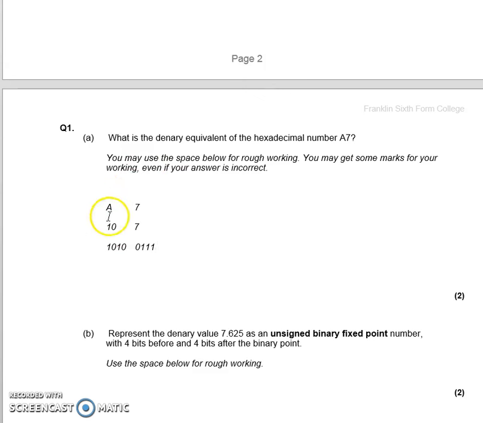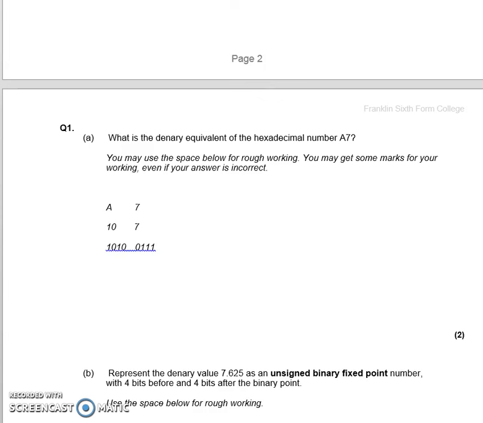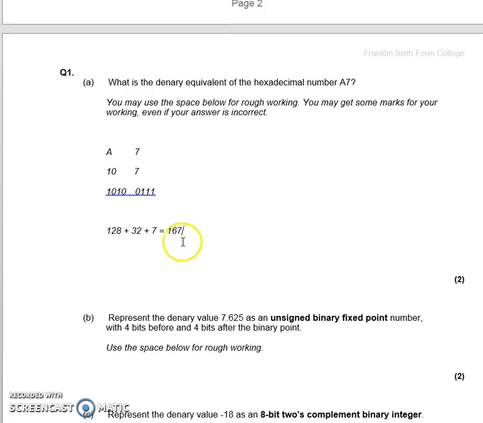So we've taken each hex digit as an independent value. We've worked out what that is within denary, and then you need 4 bits per hex digit. So that gives us the number in binary. To work out the number in denary, we'll have 128 plus 32 plus the 7 we've got from this side. This gives us the number 167, which is the answer. There are 2 marks awarded on this, 1 for working out the binary and 1 for then the hex.